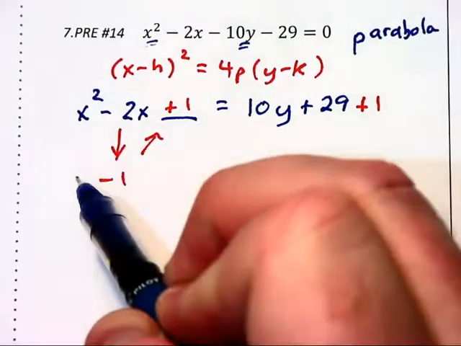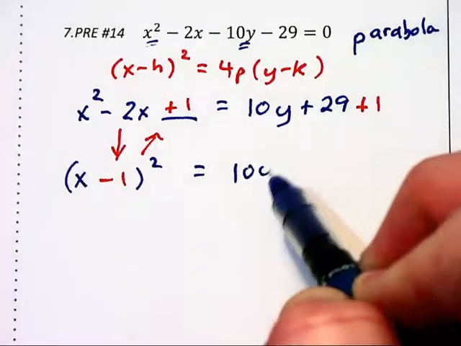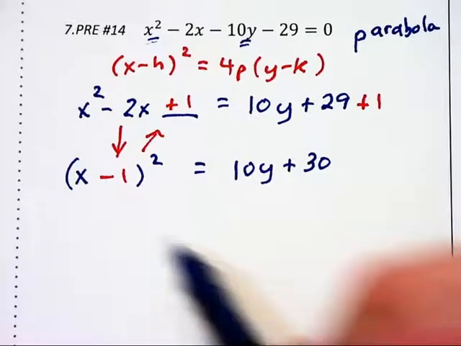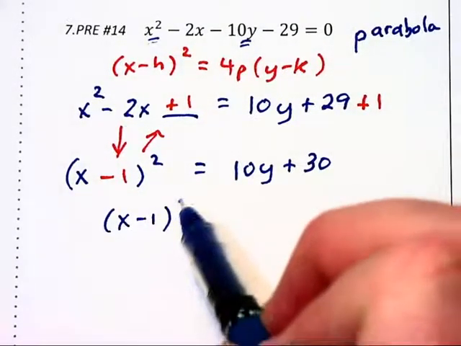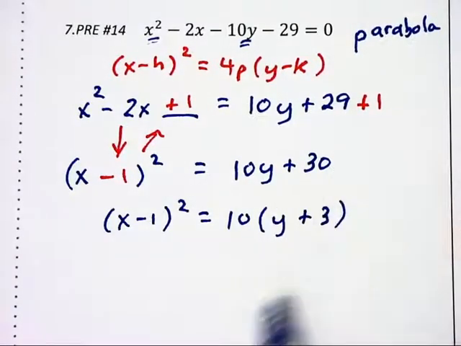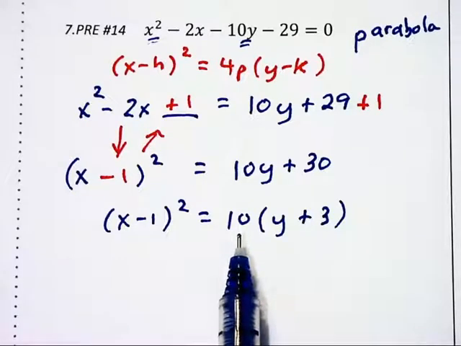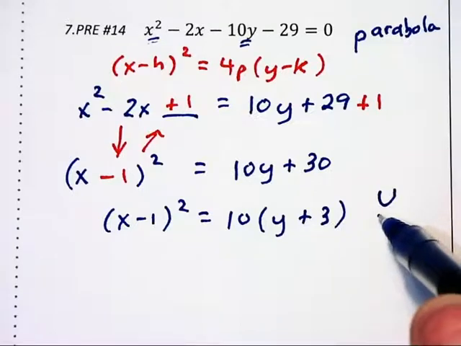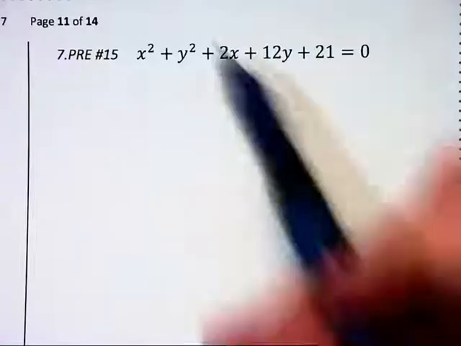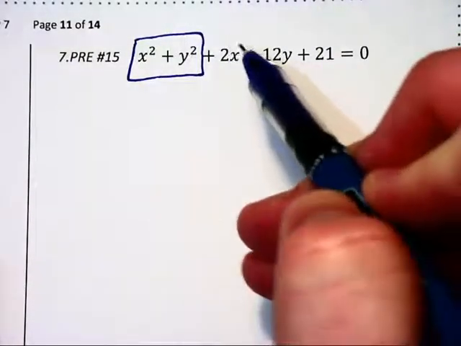Completing the square on the left gives me x minus 1 quantity squared, and on the right side I have 10y plus 30. All I need to do to finish this off is factor out the 10 on the right hand side, and that will give me 10 times the quantity y plus 3. We've already said that this is a parabola that opens either up or down. Since this 10 is a positive 10, this is going to open upward with the directrix beneath it and the focus inside the curve.